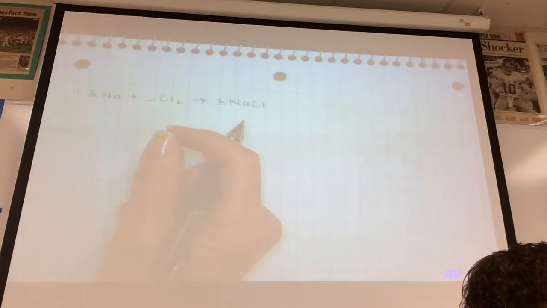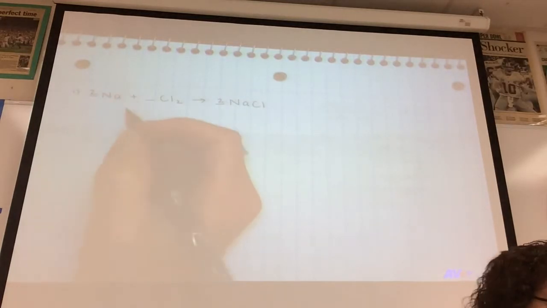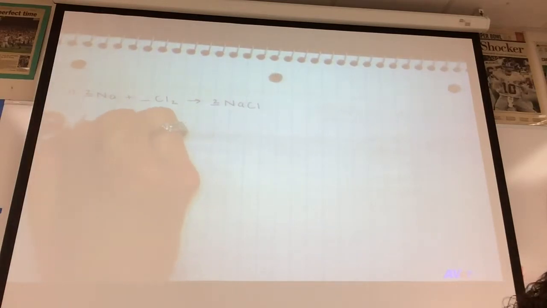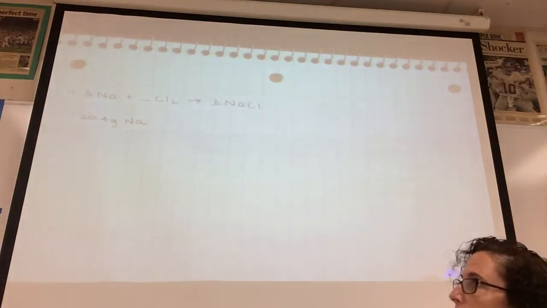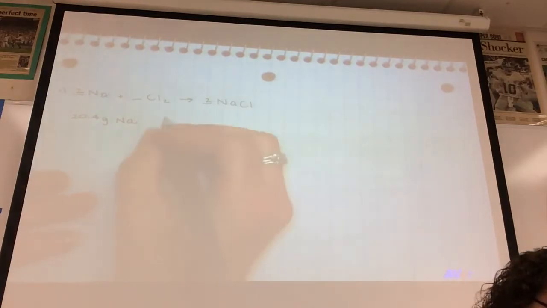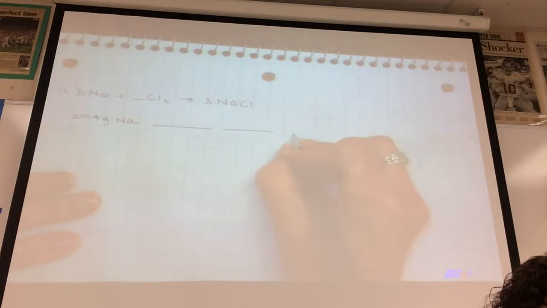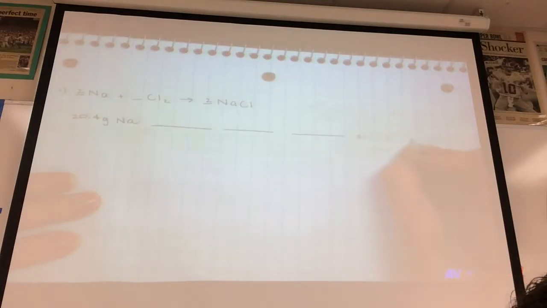It says if 20.4 grams of sodium metal is mixed with an excess of chlorine gas, what mass of sodium chloride should be generated or produced? What's the given? 20.4 grams of sodium metal. So that's my starting point. I always start with my given. What do I want to know? Mass of sodium chloride. I want to know the mass of sodium chloride.